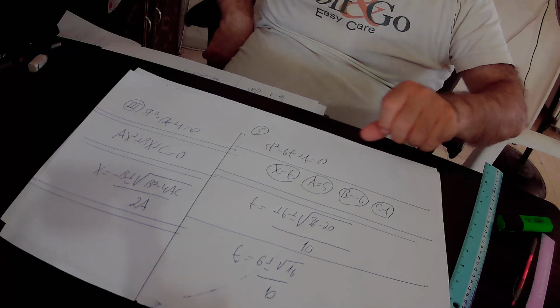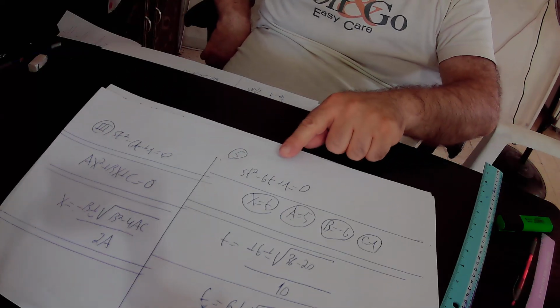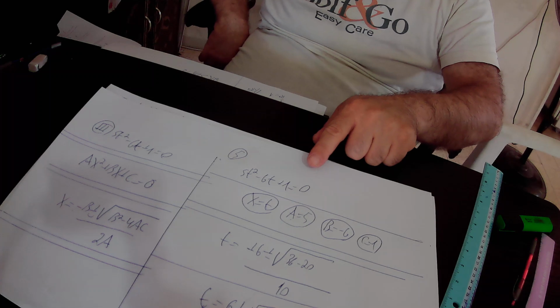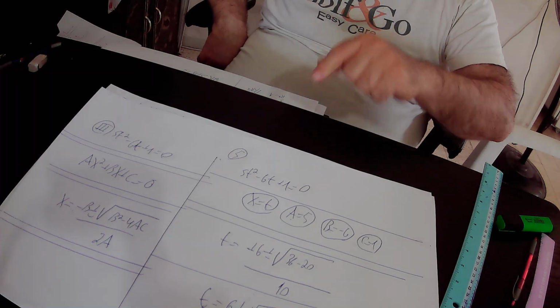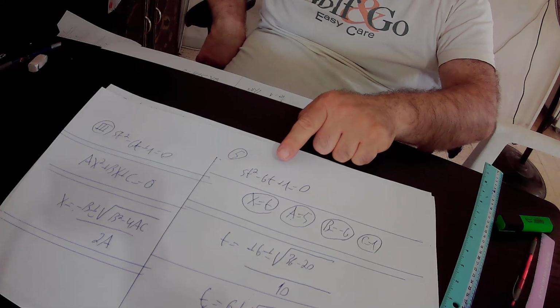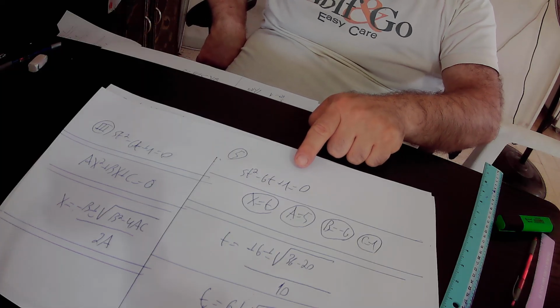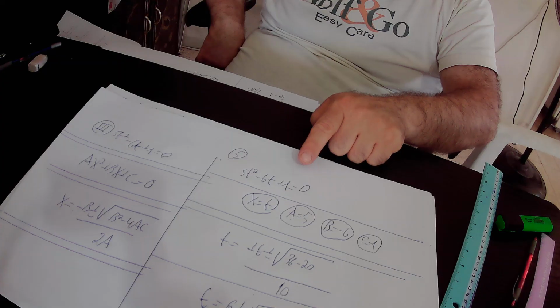Now for our specific quadratic equation, 5t squared minus 6t plus 1 equals 0, the variable that we are looking for is t. So x equals t, the coefficient a equals 5, the coefficient b equals minus 6, and finally the coefficient c equals 1.